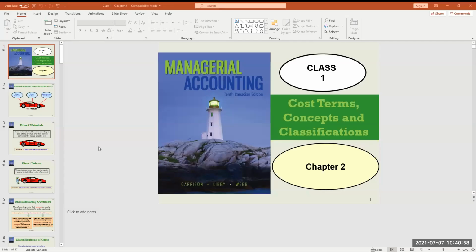Chapter 2. Now we're going to start actually talking about managerial accounting, finally. As you can see, the first chapter is more general, nothing on the managerial accounting, more like a little bit of overview on management accounting itself and the idea of management accounting. Now what we have to do is go with the actual managerial accounting. First things first, we're going to go to some cost terms, concepts, and classification.